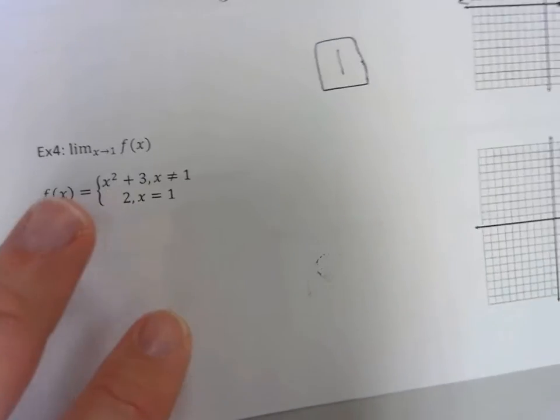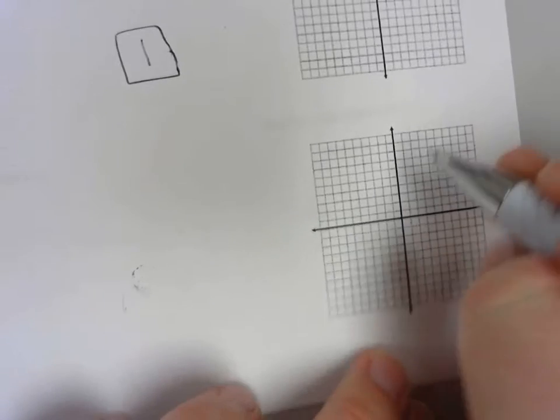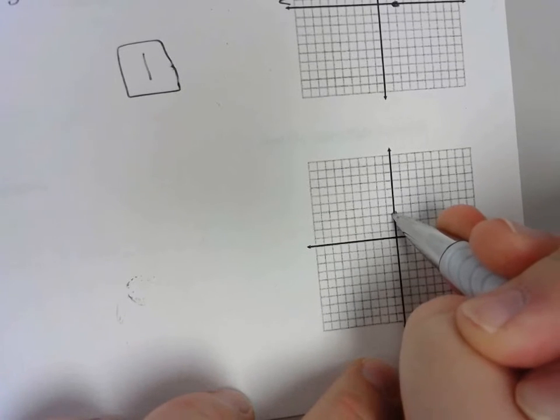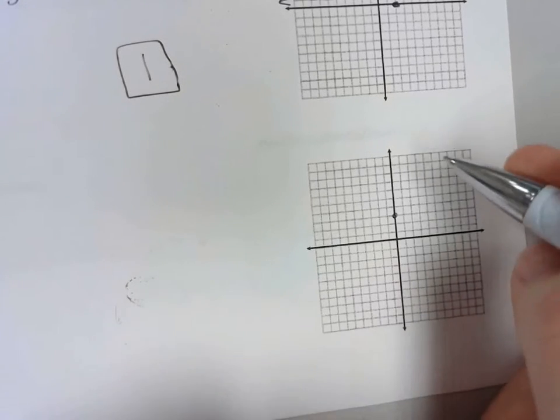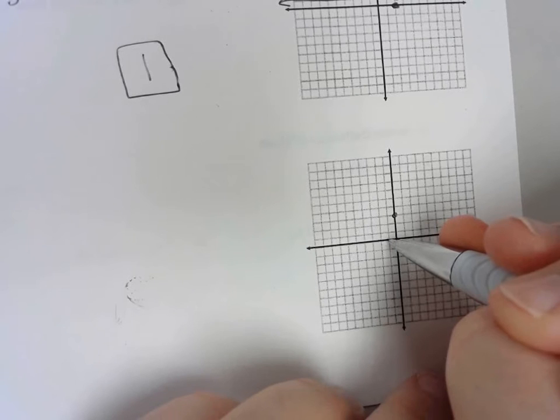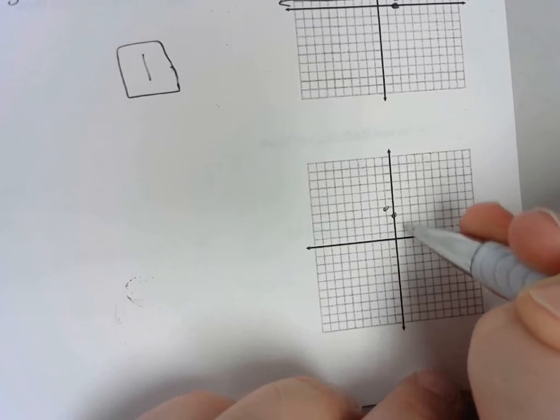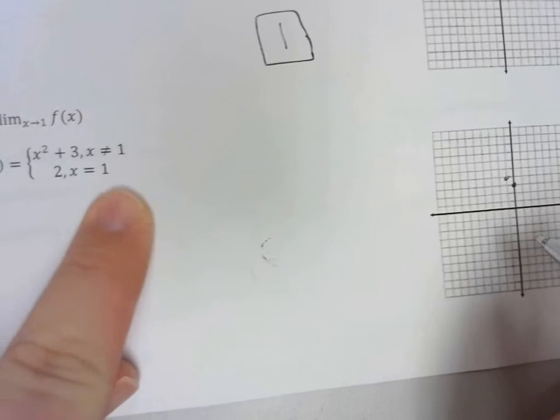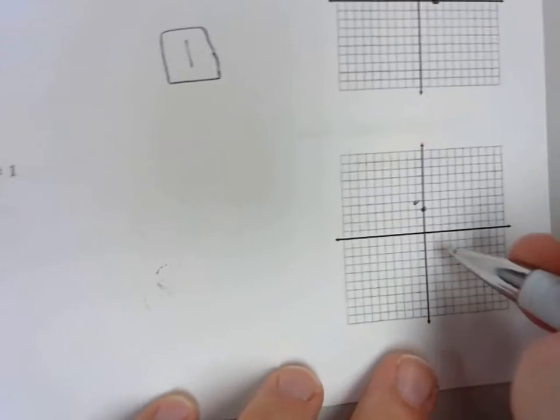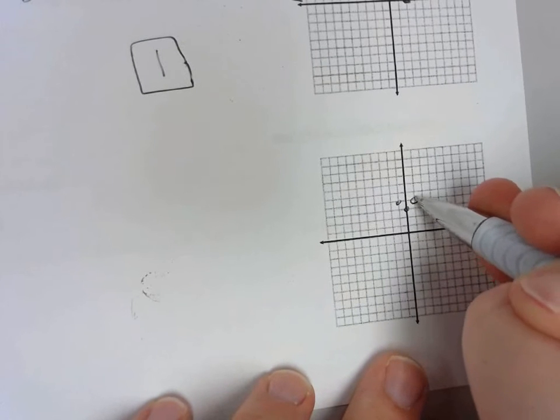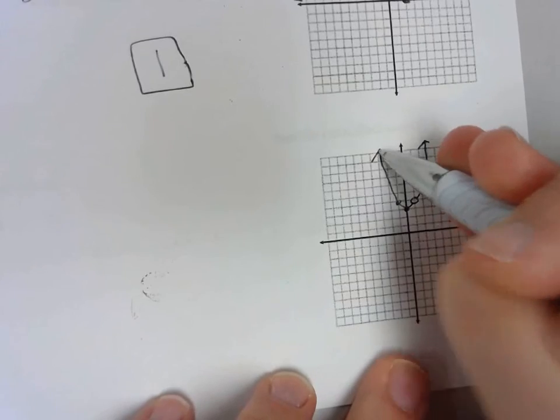That's going to be a parabola with the transformation up 3. 1, 2, 3. So you can plug in a couple of points if you want to. Negative 1 will be 4, 1 will be 4. But be careful, x cannot equal 1. So this parabola exists everywhere except x cannot be 1. So I have an open circle when x is 1 and something like that.